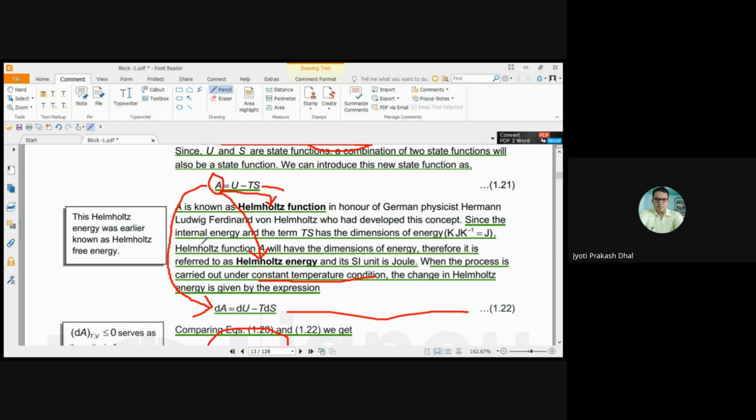That means if the system changes from state 1 to state 2, then del A is the change in Helmholtz energy between the two states. Understood?